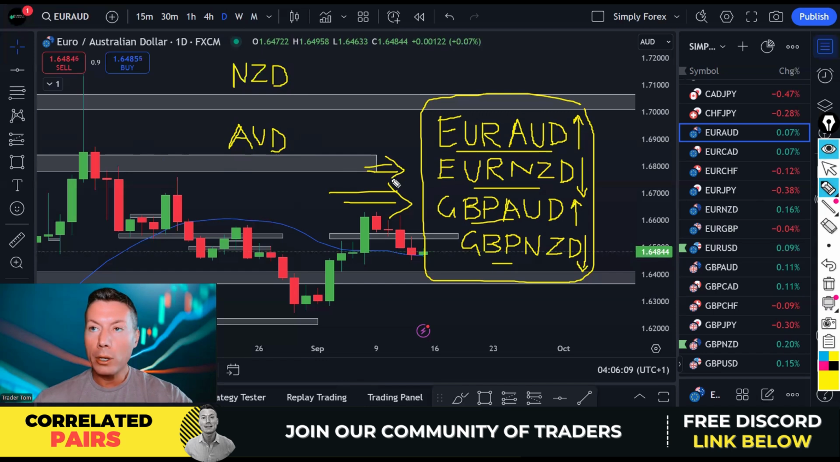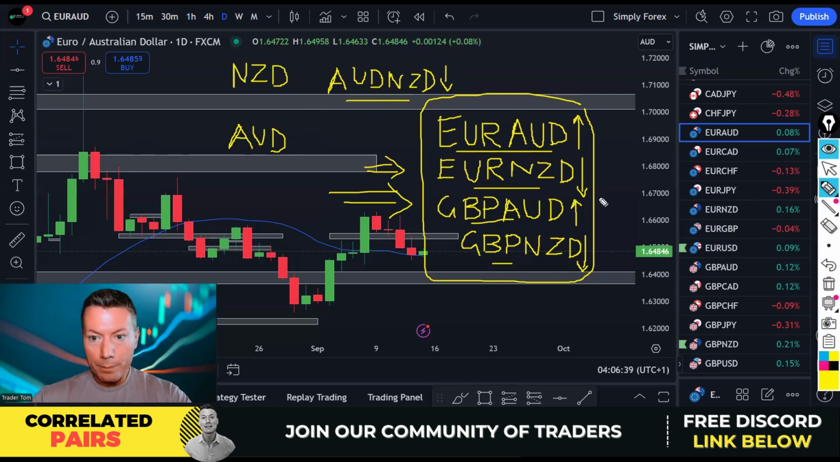So that's what I mean by also looking at cross pairs and cross correlations. So a direct result of that should be that I sell Aussie dollar New Zealand dollar, right? That would make perfect sense from what I'm seeing in the market. All right, so we'll also take a look at Aussie dollar New Zealand dollar as well. But let's focus on these trades now. So I'm going to remove all this.